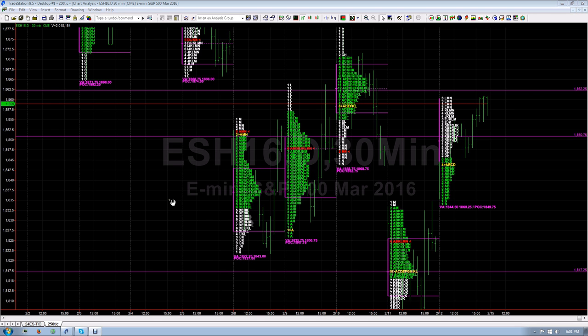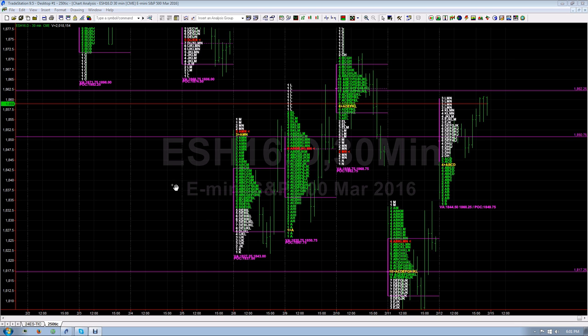And it does this through what's called rotations. And these rotations are basically a 30-minute time period. And the market profile graphic is set up to print what's called TPOs, time price opportunities. And each one of these time price opportunities is given a letter.